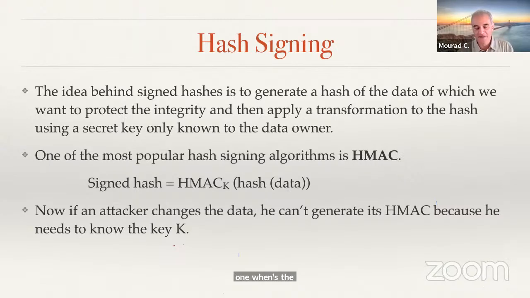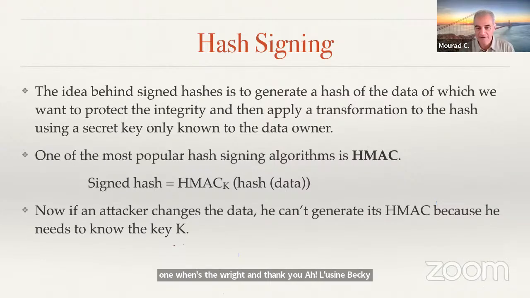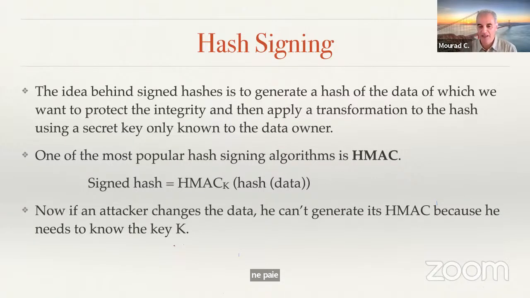As you can see, for the signed hash in this case, we hash the data, and then, look at the equation, we calculate the HMAC of the hashed data using the key K. Now, if the hacker changes the data, since he doesn't have the key, because the key needs to be kept protected, he won't be able to generate the new signed hash for the changed data, right?